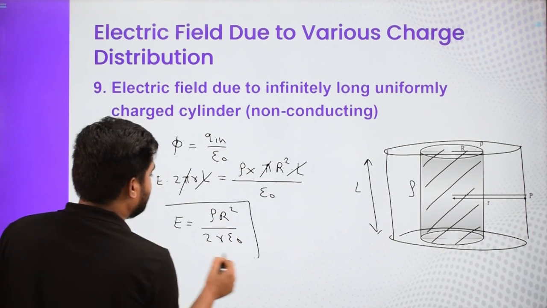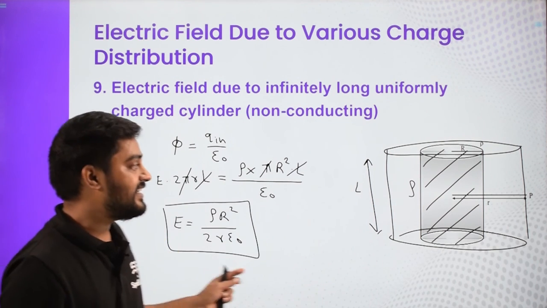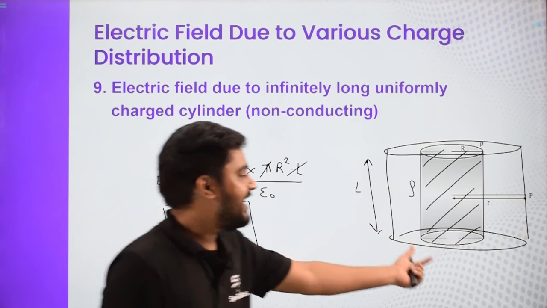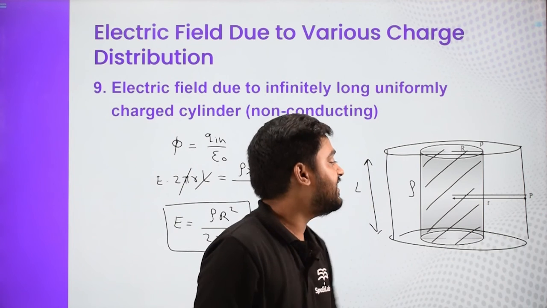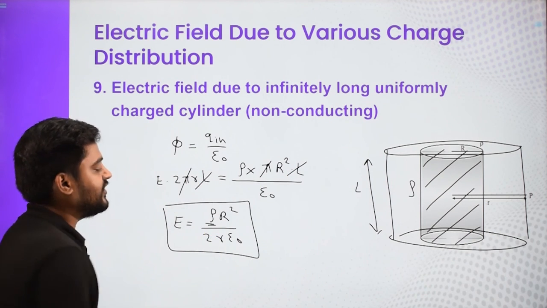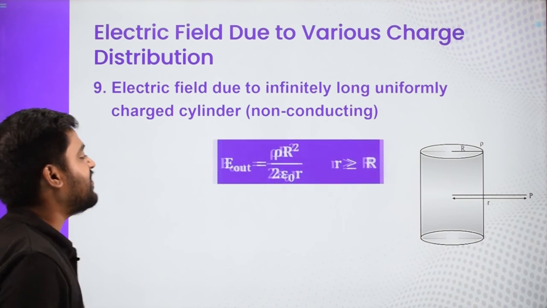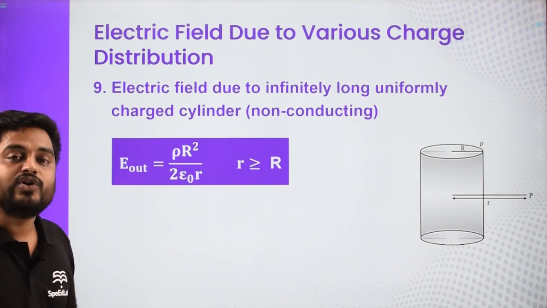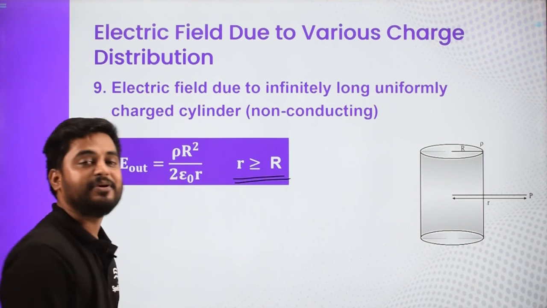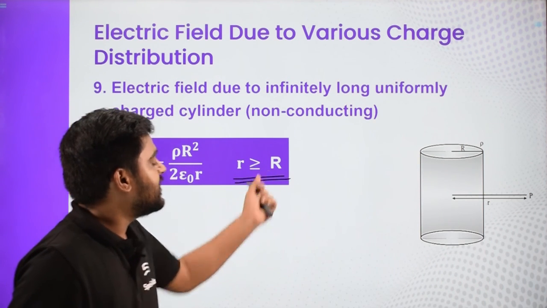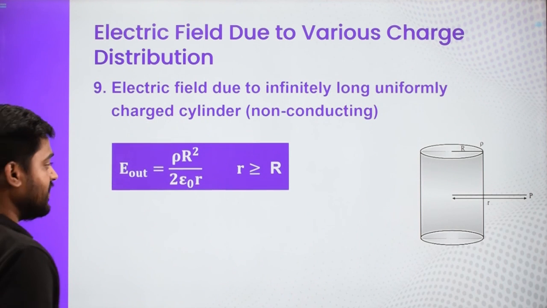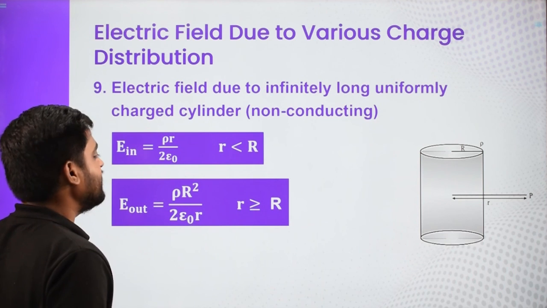So this is the electric field for a point lying at small r distance from the axis of a solid cylinder having radius capital R and volume charge density rho. This is the formula we got, rho R square by 2 epsilon naught r, for r greater than or equal to capital R, like at a distance bigger than the radius of the solid cylinder. So let us have a look at the graph.